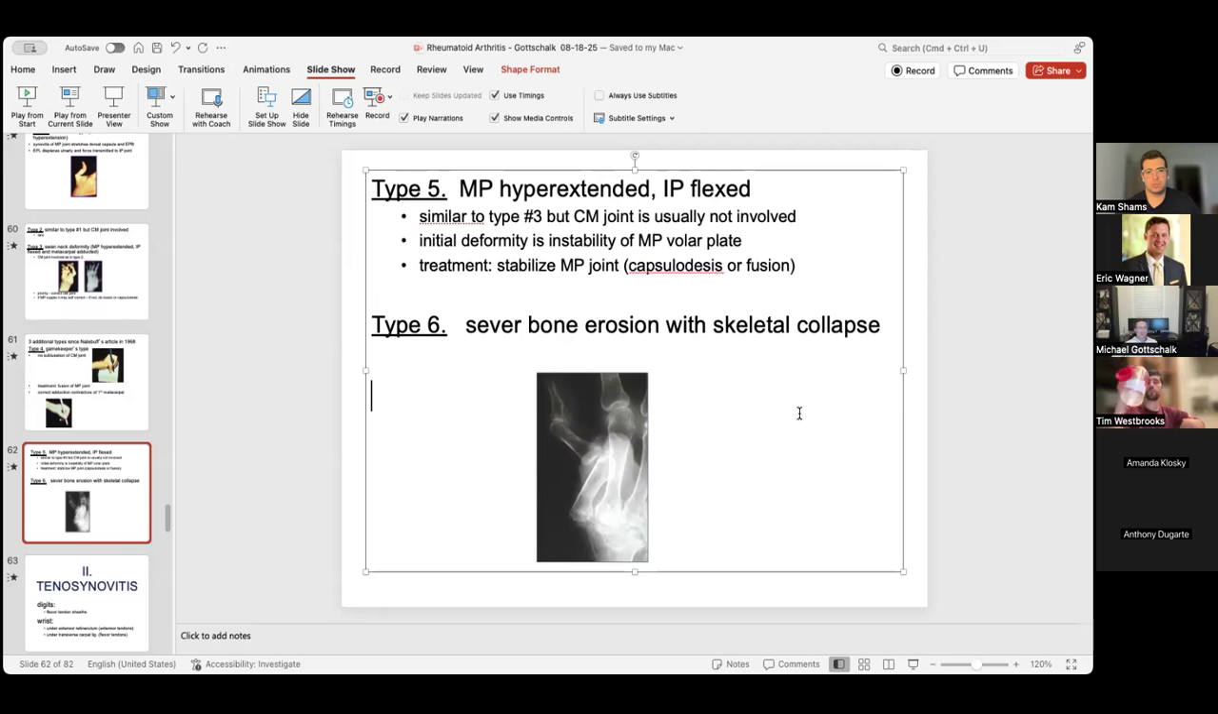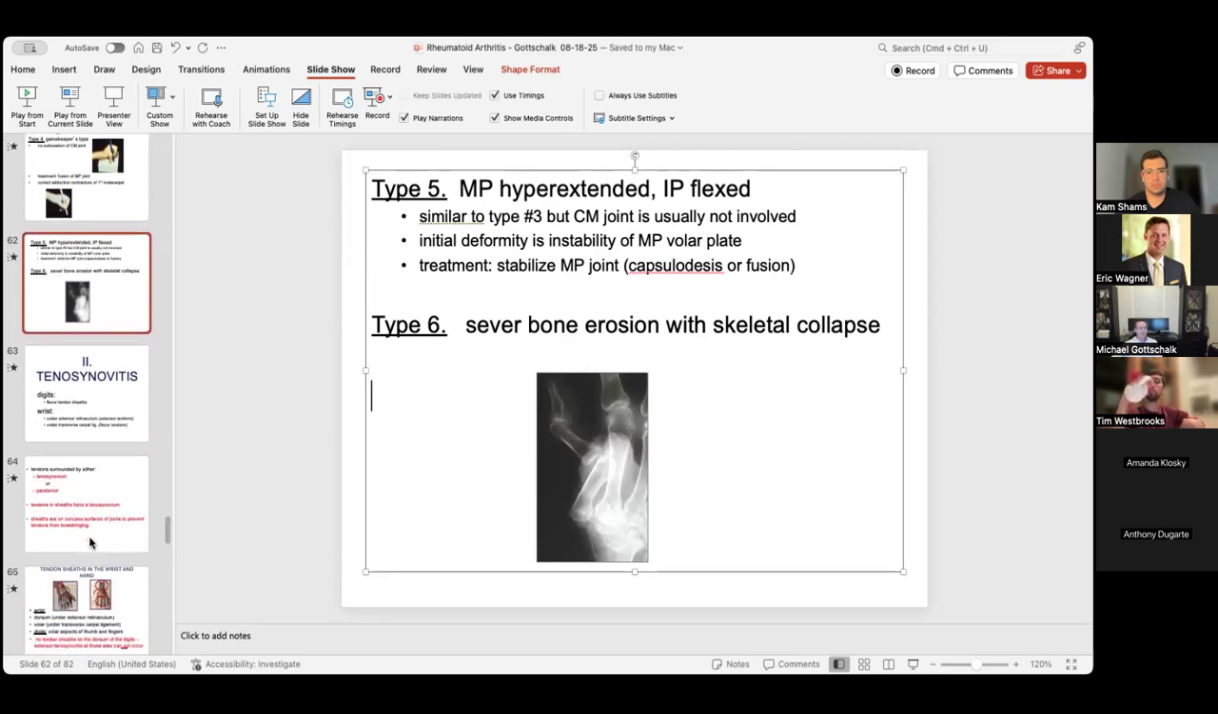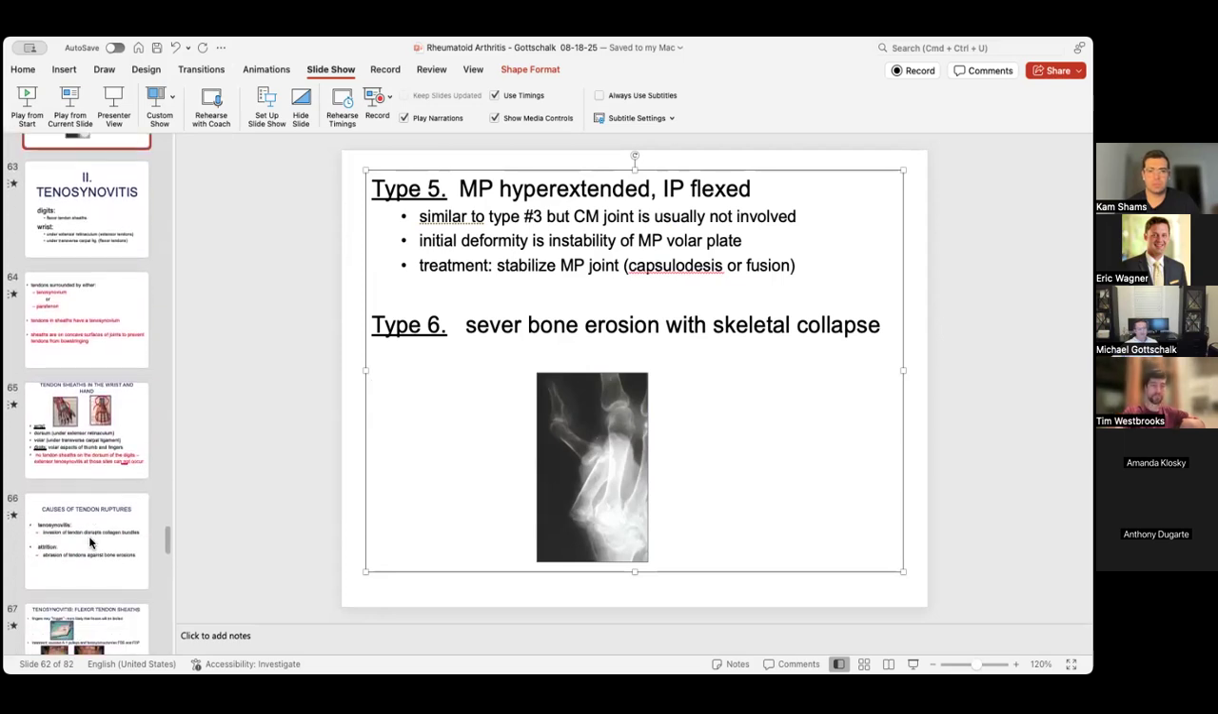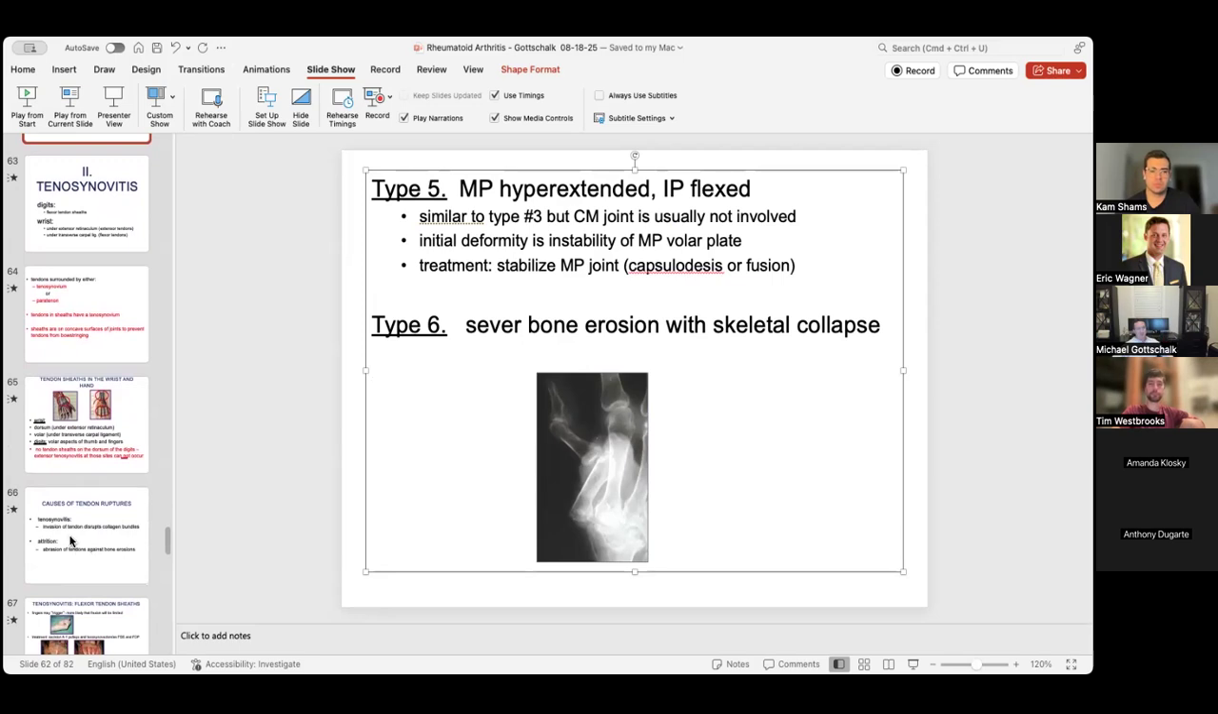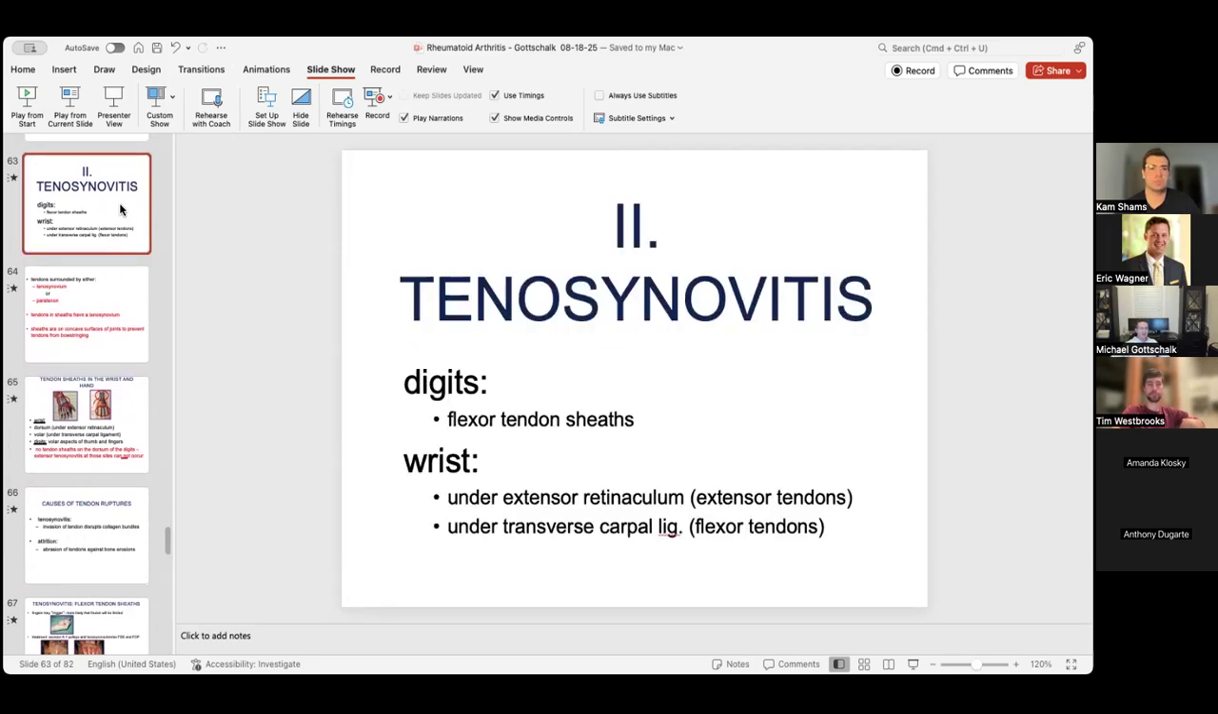And then type 6 is essentially significant bone erosion. So those are all the joint issues. And I'll answer questions at the very end. Now we're going to move on to all the synovitis that you can get.